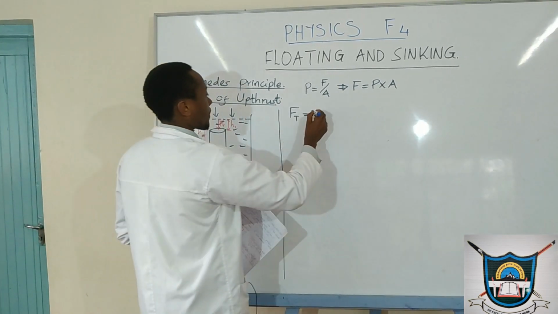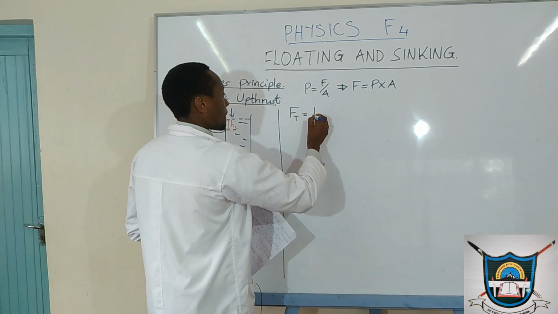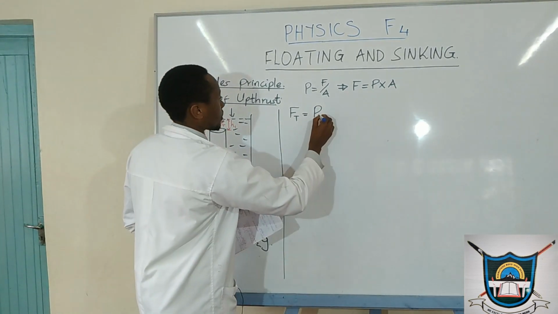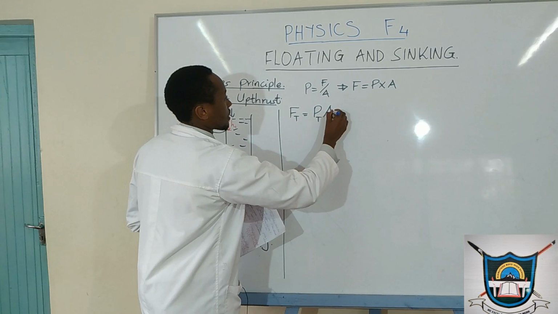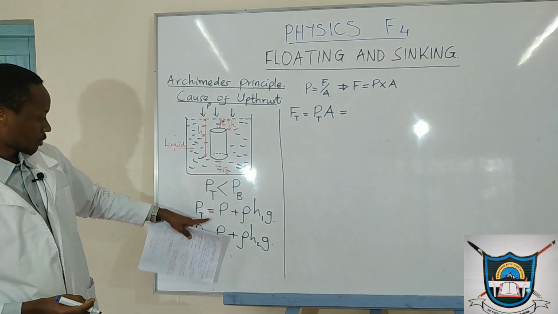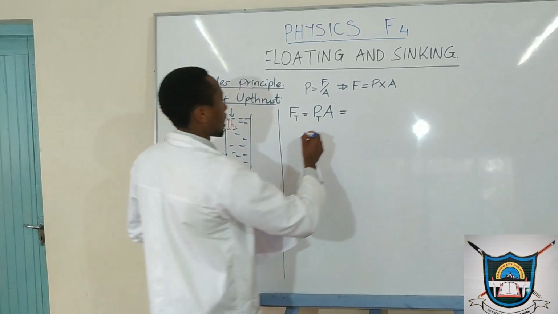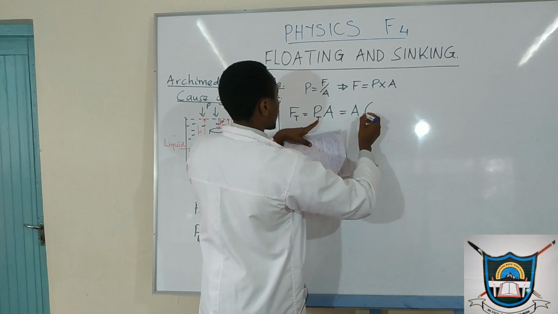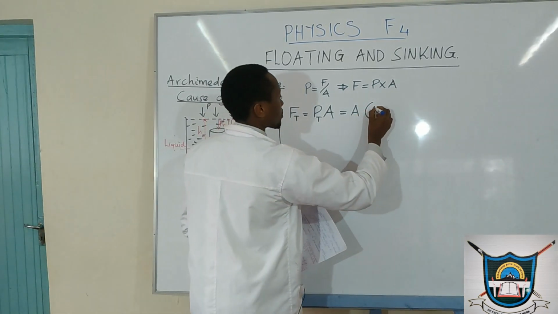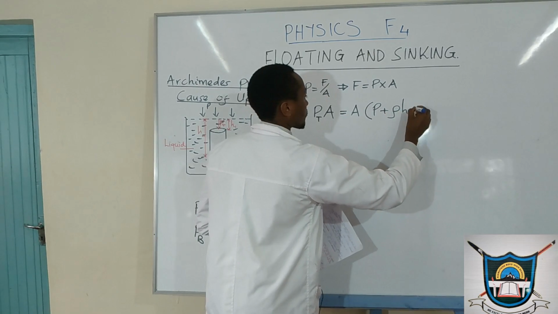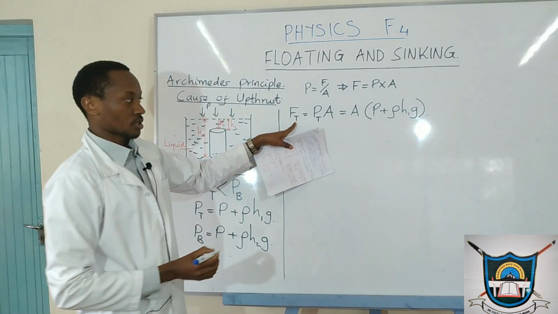So therefore, it will be given by pressure at the top times the area. When you do that, you substitute from this formula here. So you will have area times pressure at the top. We said it is atmospheric pressure plus this, is the force at the top.